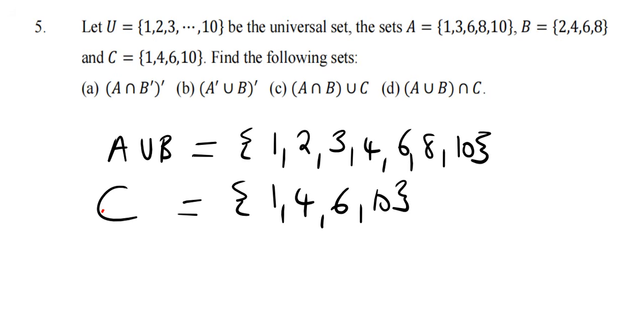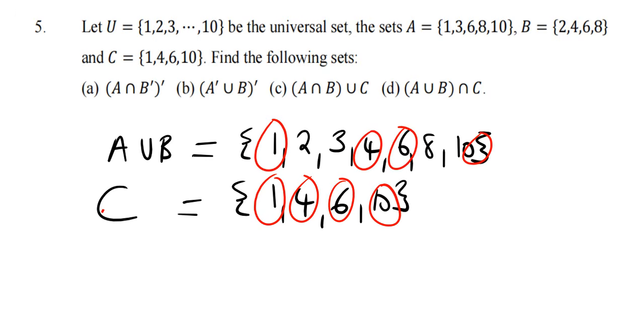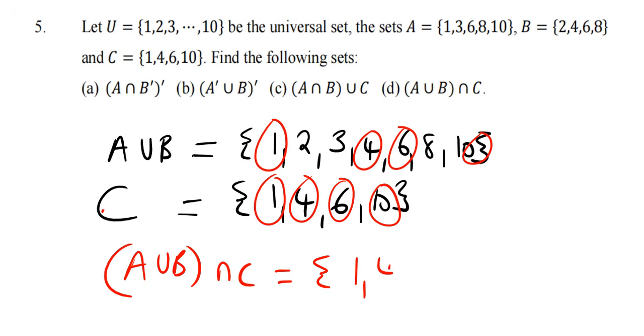So now what do we need to do? Let's now find the intersection. We've got 1, 1, we've got 4, we've got 4 there, we've got 6, we've got 6 there, we've got 10, we've got 10 there. So A union B intersection C will just be those ones, 1, 4, 6, and 10. So those are our answers there.